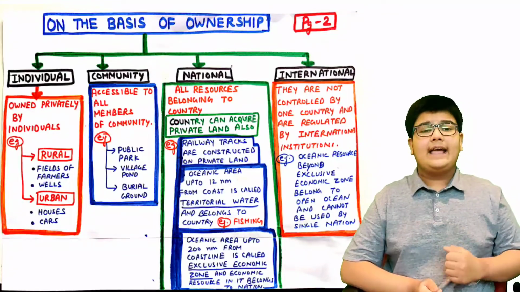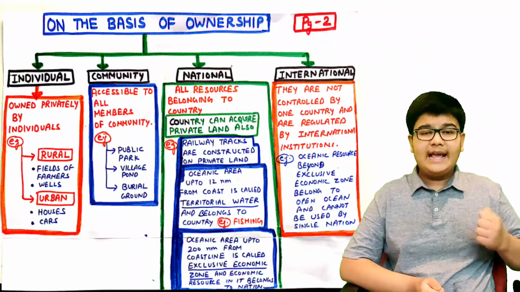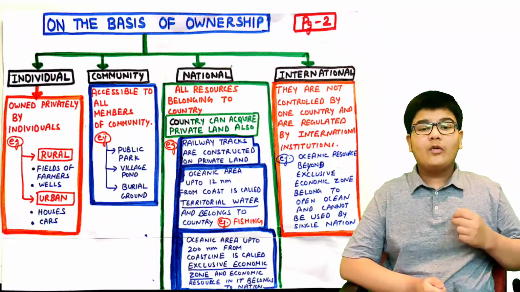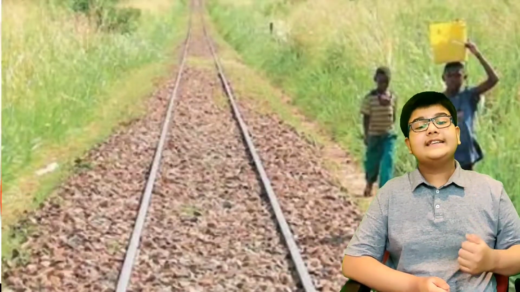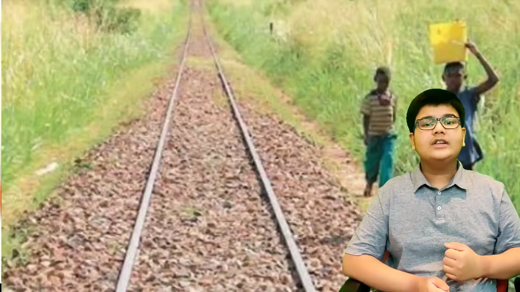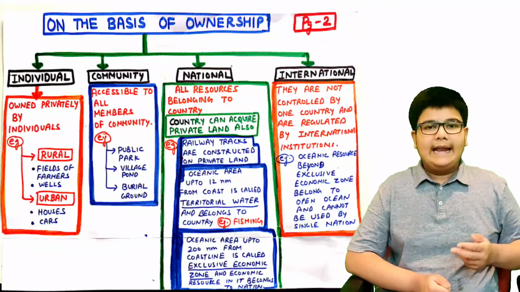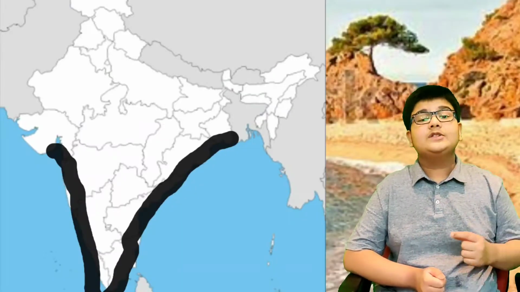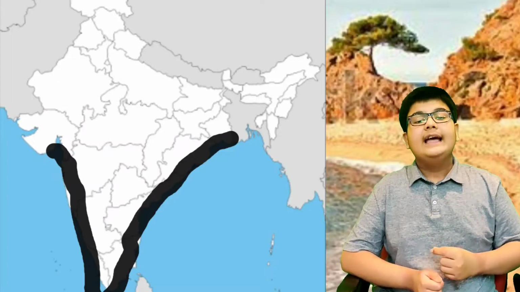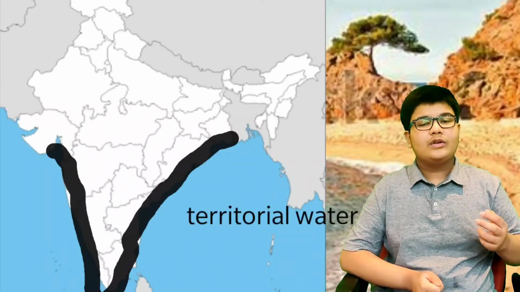So technically every resource belongs to the nation. And also the country has legal powers to acquire private land for public good. For example, you must have seen that railway tracks are constructed on land owned by some individuals. And in addition, the oceanic area up to 12 nautical miles, that is 22.2 kilometers, comes under the national resources. And this is known as territorial water.